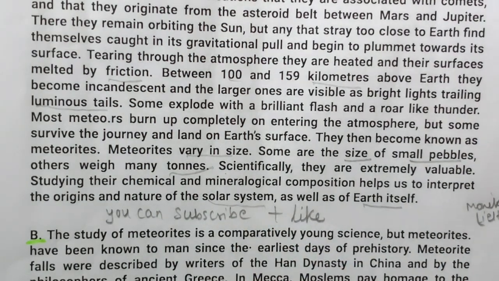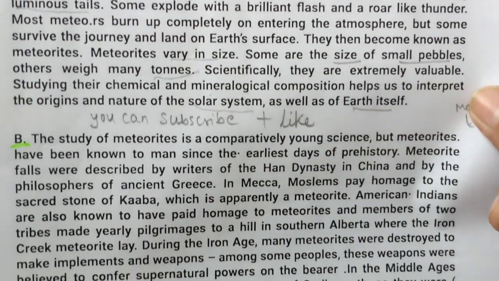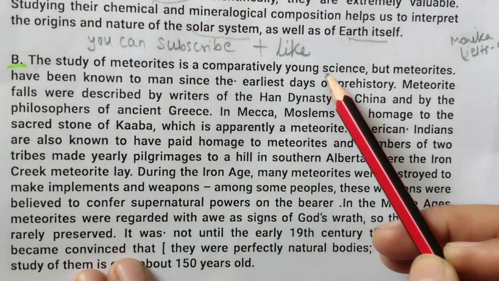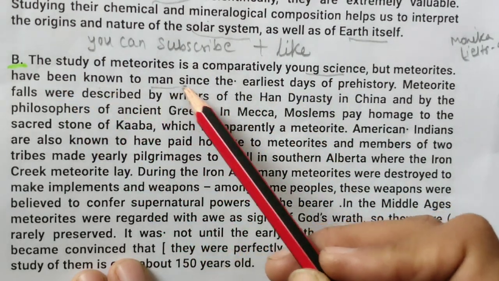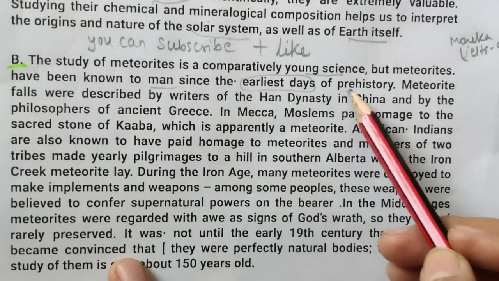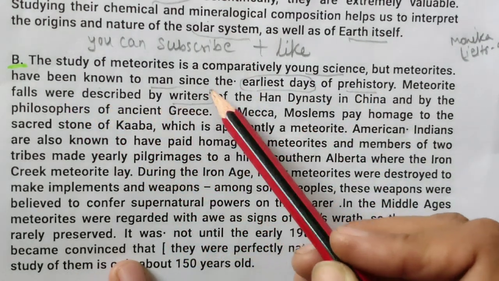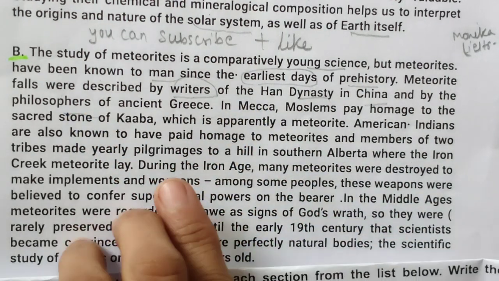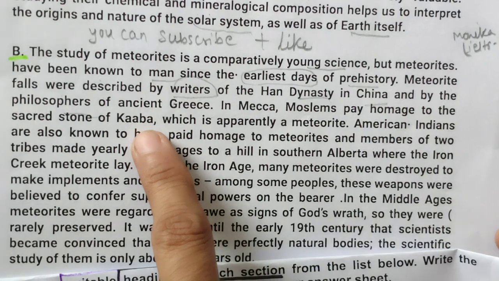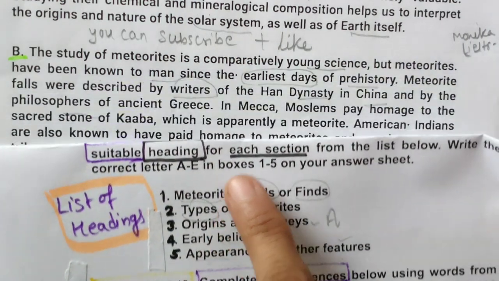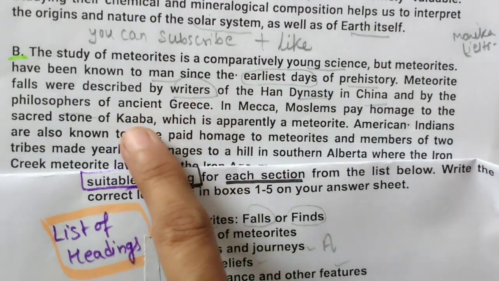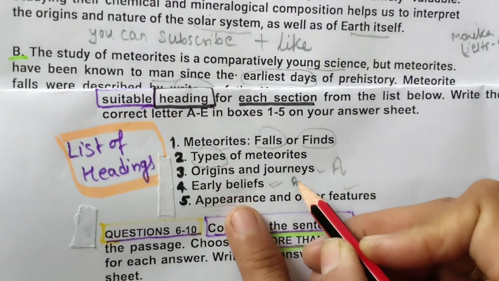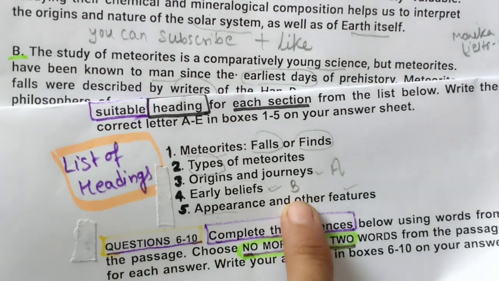Now the second paragraph: the study of meteorites is a comparatively young science, but meteorites have been known to men since the earliest days. I will be showing you headings over here. Early word is also there, of prehistory. Meteorite falls were described by writers in China, by the philosophers, so many. So here, without thinking, if you got these words, early word, writers and philosophers, it means these are all talking about early beliefs. So this is B number. I think this is an easier reading passage.